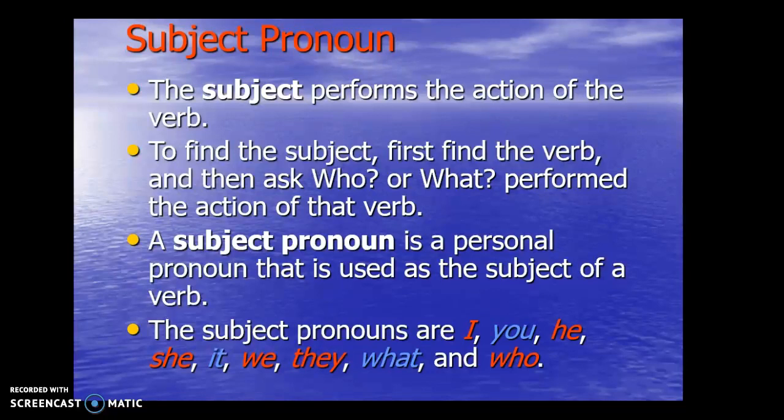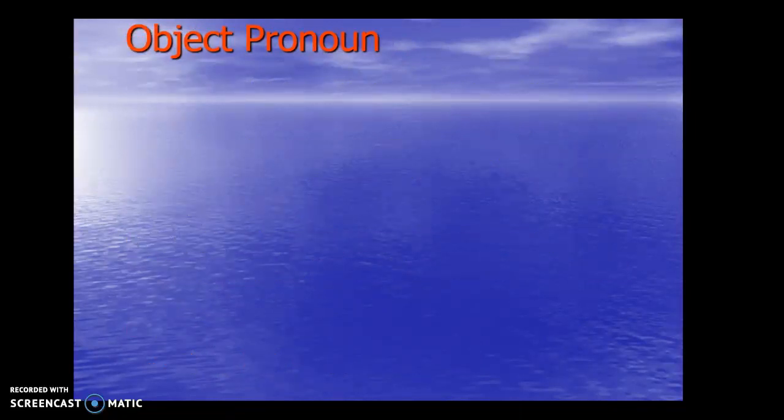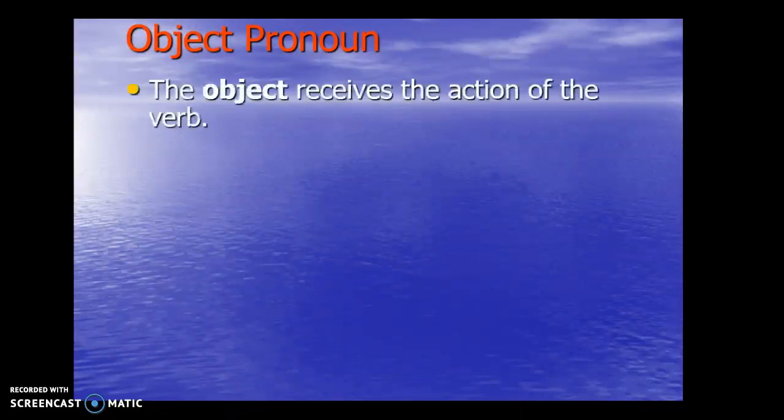So pronouns that you can use as subjects are I, you, he, she, it, we, they, what, and who. Those are all the ones that can be used as subjects. Notice the word me is not on there. You can't use me as a subject. So then we have these things called objects.